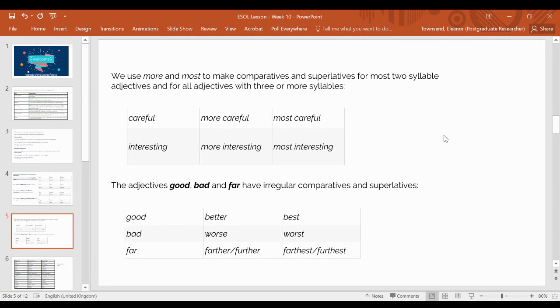And then a few adjectives, so good, bad, and far, have irregular comparatives and superlatives. So you say good, better, or best. Bad, worse, or worst.